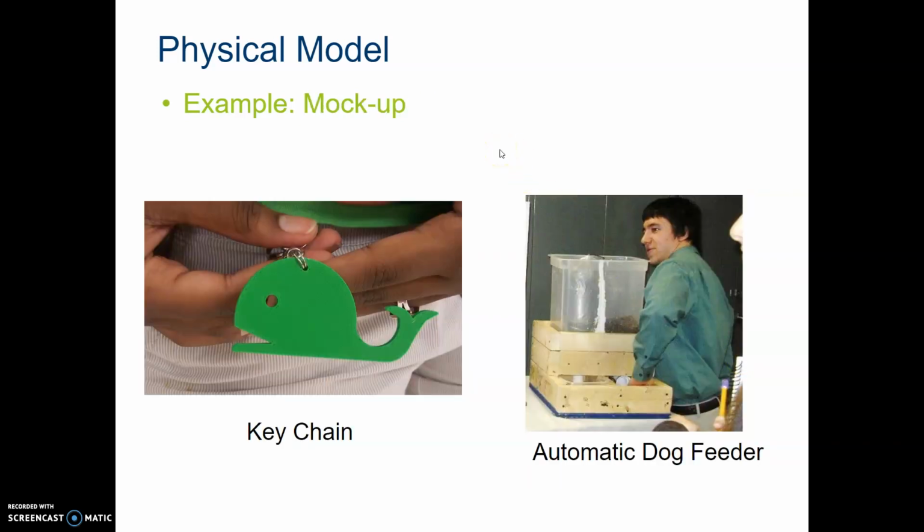Okay, so this is a mock-up. So this is a keychain. All right, and then we have an automatic dog feeder. So these are things that are actual representations of those items that are mock-ups of those two items.